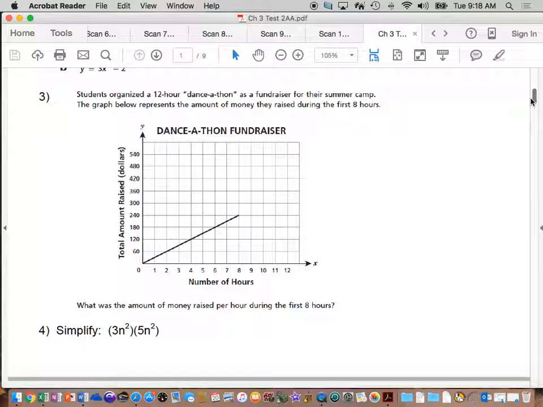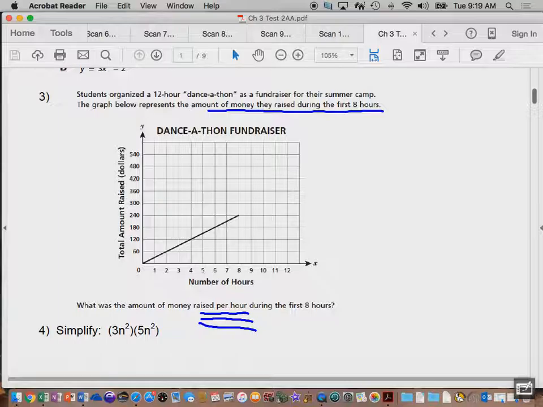Now, here's a question a lot of kids got wrong. Students organized the 12-hour dance-a-thon. I have a feeling when we show you how to do this the right way, you're going to want to kick yourself in the butt. Students organized the 12-hour dance-a-thon, blah, blah, blah. It says how much money they raised during the first 8 hours. And then it says down here, that's what the graph represents, but the question is how much was raised, not total for the 8 hours, but what? Per hour. So in the first 8 hours, how much was raised?